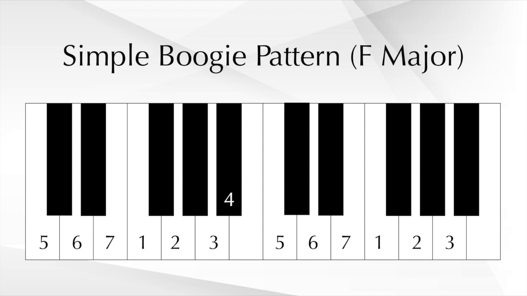Let's use another chord, the F major chord, as an example. Following the string of numbers, we go 1, 1, 3, 1, 5, 1, 6, 5, and there the pattern is complete. Here's how the simple boogie pattern sounds in practice compared to the same song played just using basic chords.